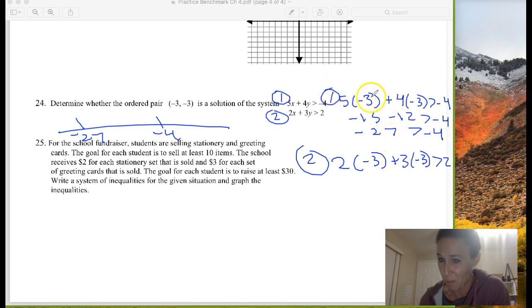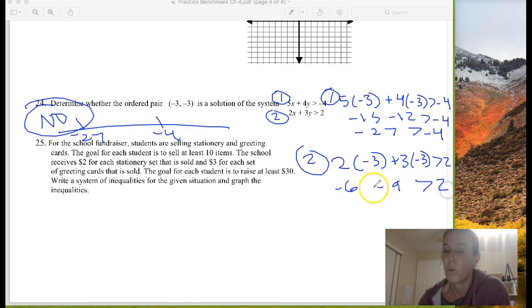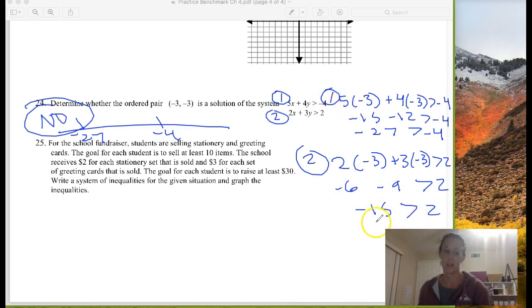It has to work for both of them. It doesn't work for the first one, so I'm just going to go no. I don't even have to check the second one, but if you want to, go ahead. 2 times -3 is -6. 3 times -3 is -9. Is that greater than 2? Well, -6 minus 9 is going to be -15. That's not greater than 2. So it doesn't work for either inequality. So that's a no and a no.